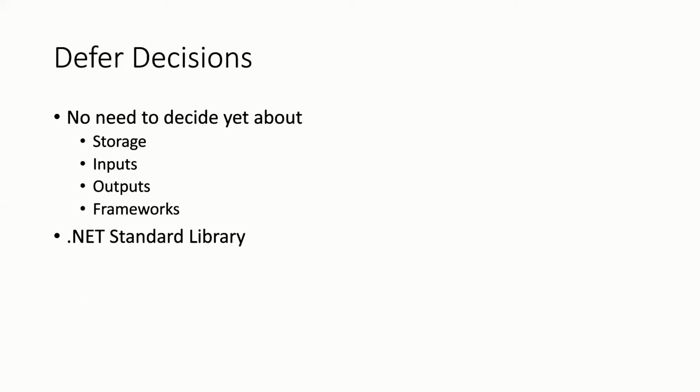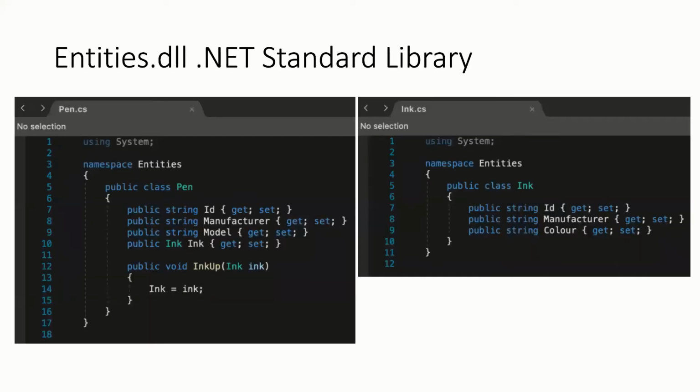So one of the things clean architecture gives us is the ability to defer decisions. We don't need to decide on anything yet, right? I know I'm playing around and I know this is going to be a mobile app, but in the real world, if I was creating an application, I don't need to decide yet on what the storage will be for this. Don't need to decide on any of the inputs or the outputs or the frameworks that we might use for some of those details. So it makes sense doing this one in a .NET Standard library.